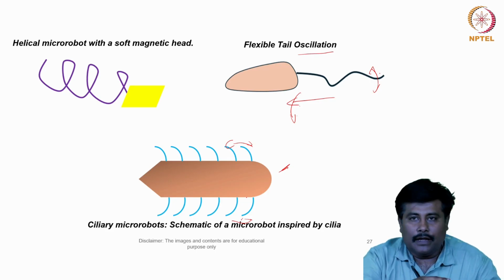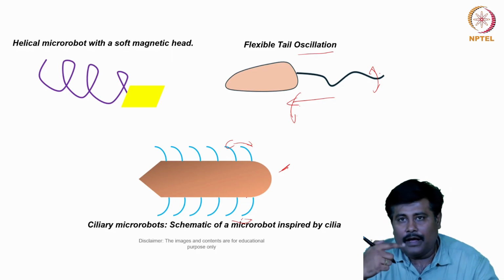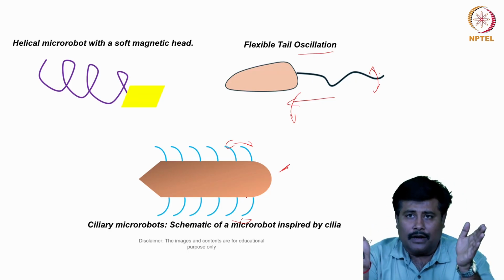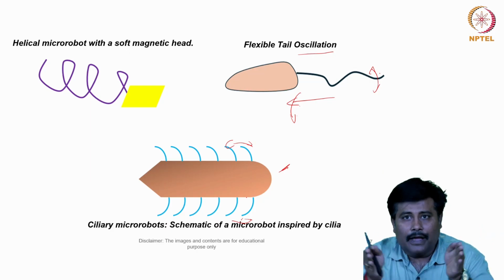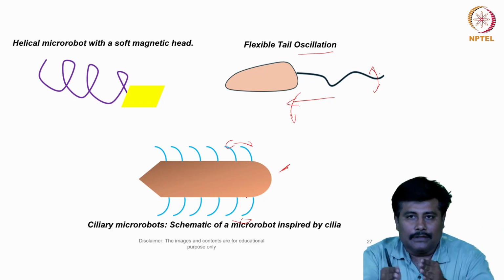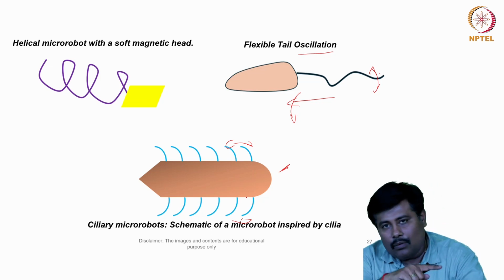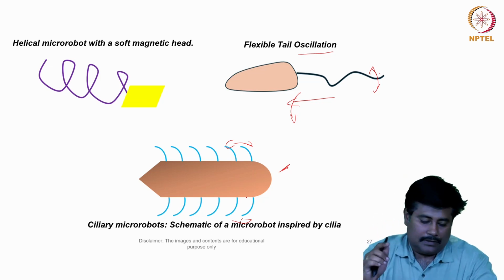And in the case of a helical microrobot, we have a helical kind of structure. This helical structure will appropriately expand and contract. The expansion and contraction will have an influence on the overall movement of the structure.